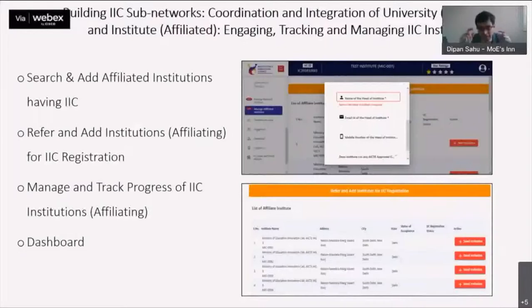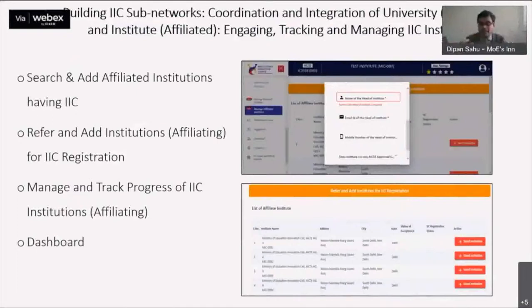That means they have to provide the details of those institutions which are not part of IIC, but are affiliating or affiliated institutions. Once they provide the details and click, the invitation link will go to that particular institute, and once that institute registers for IIC, it will also come into the list of affiliated institutes with IIC. Then that particular university can manage and track the progress of all these IIC institutions, their activities, their reports, and their performance.